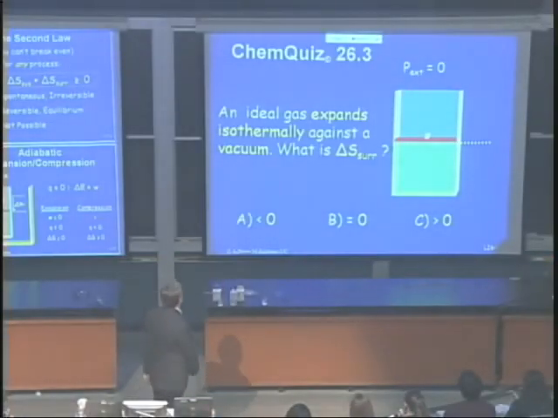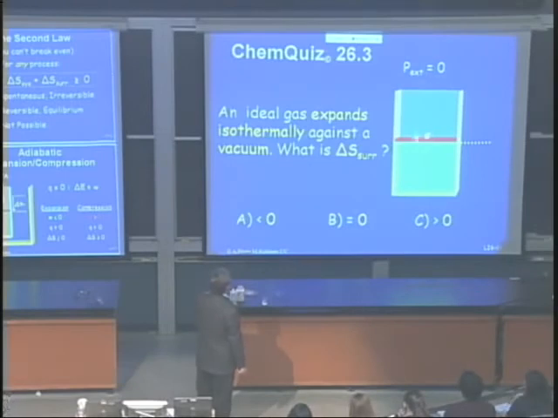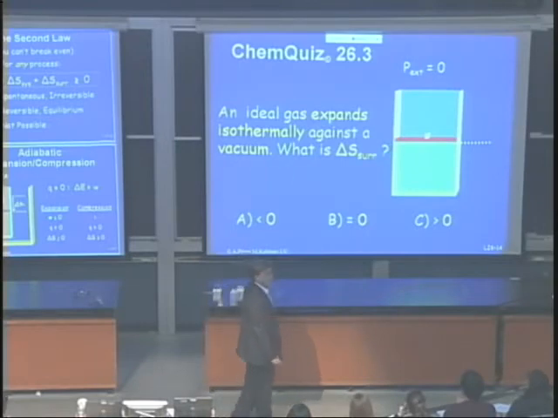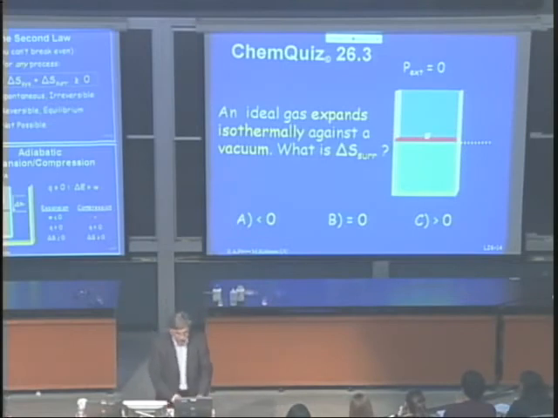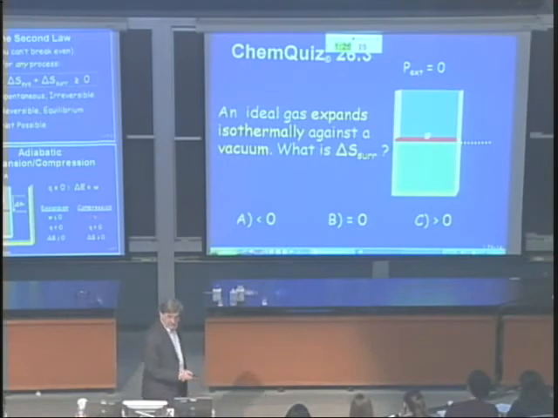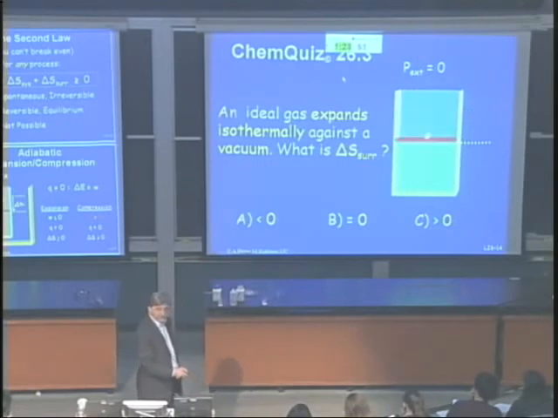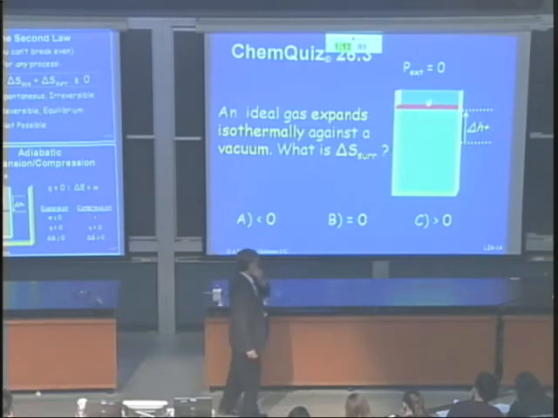Let me ask you a question. We have an ideal gas and it expands isothermally against a vacuum. What is the delta S of the surroundings? I'm not talking about the system, I'm talking about the surroundings. I already alluded to it in my comment before. Why don't you think about this and give me your answer? We expanded isothermally against a vacuum. What is delta S of the surroundings?